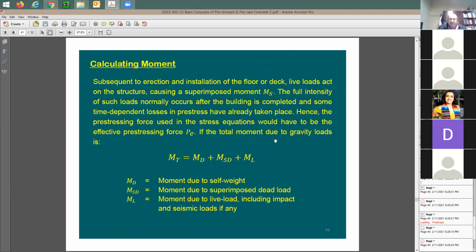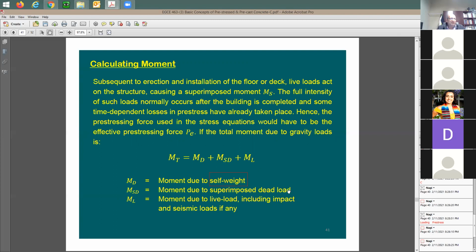The applied moment is going to be based on the following. Item number 1, dead load. You guys hear about dead load, right? What is the dead load in this case? Remember, dead load is self-weight only.